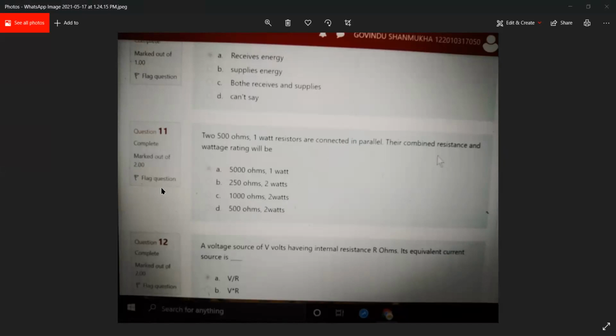This is a simple question. I will explain just orally. Two 500 ohms are in parallel, right? So what will be the total resistance? 250 only, sir. 250.